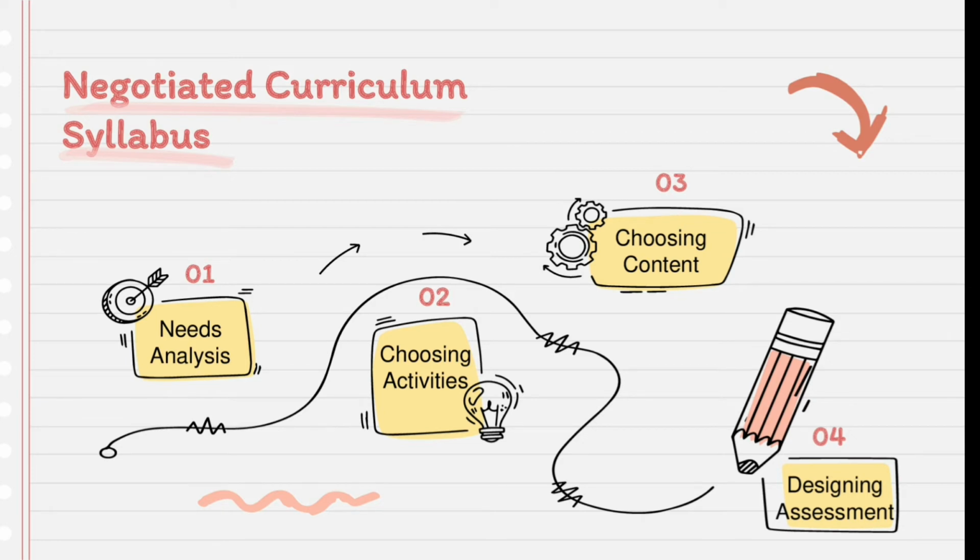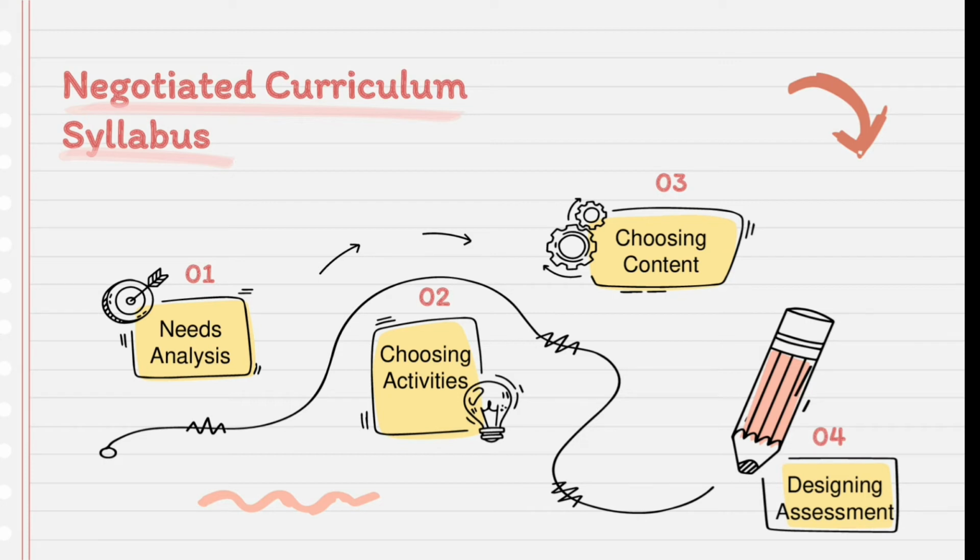First, needs analysis. In needs analysis, teachers analyze the learners' needs. For example, before a particular lesson or unit, a teacher might conduct a needs analysis to determine what types of learning activities students prefer. The second is choosing activities. In choosing activities, some teachers survey students at the beginning of the course. Others assign activities, then ask students to evaluate the activity.